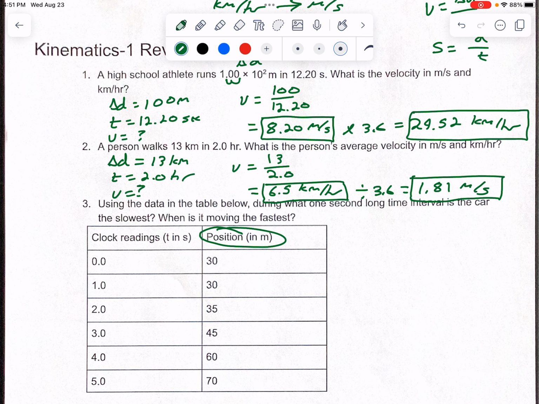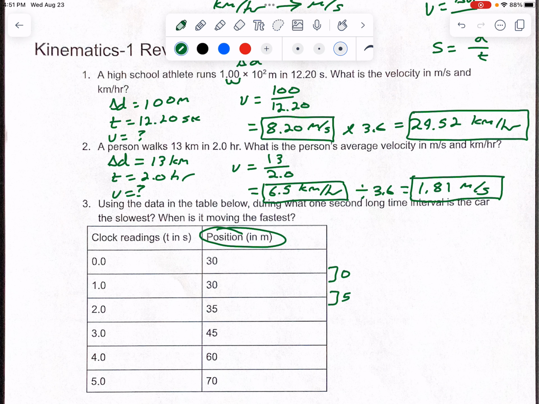So that says at 0 seconds I'm at 30 meters. At 1 second, I'm at 30 meters. At 2 seconds, I'm at 35. So that's what we're talking about. So if I want to know who's the slowest, I would look at the gaps. 30 to 30, that's going to be 0. So I'm going to go ahead and bet that's the slowest one.